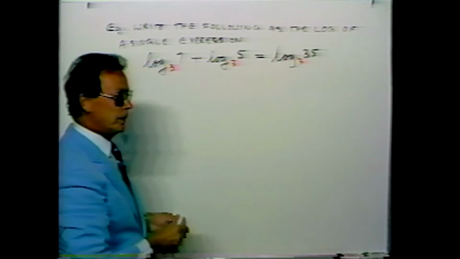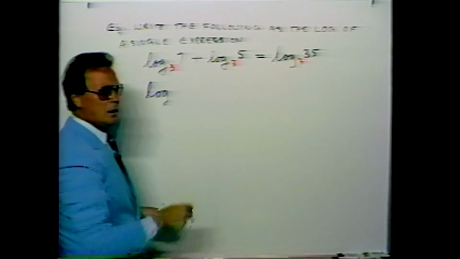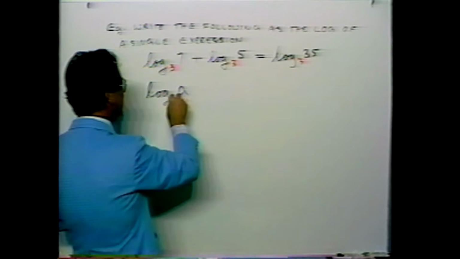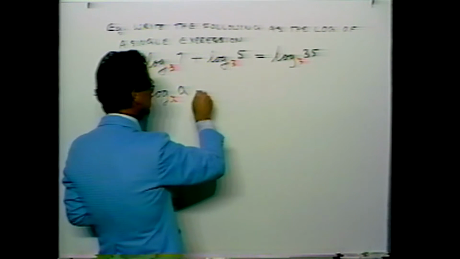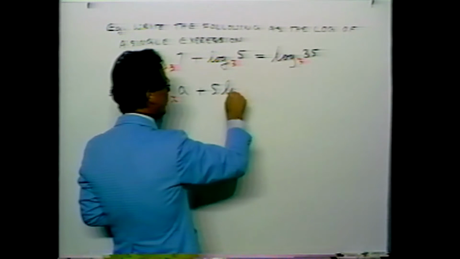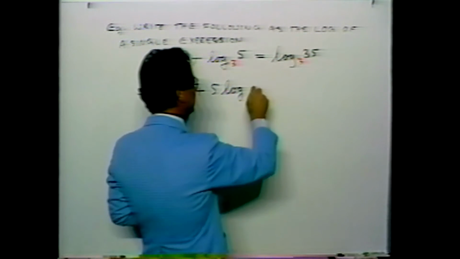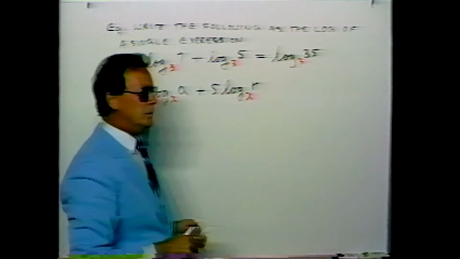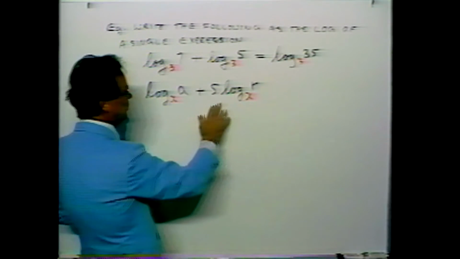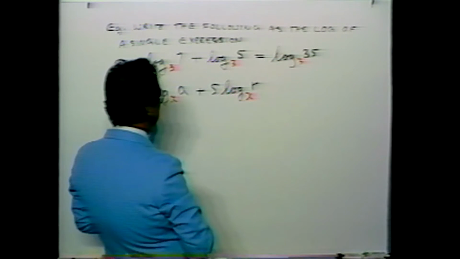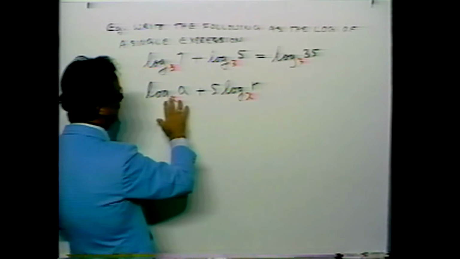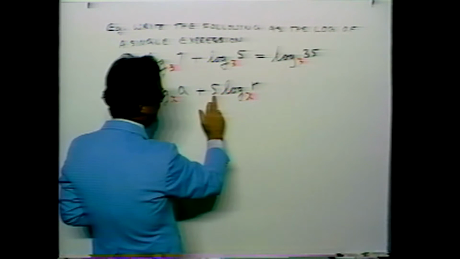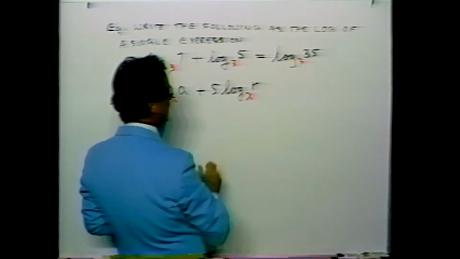Here's another one. Log of a to base x plus 5 times the log of r, I should have said, to base x. Once again, be sure that the bases are the same before you continue. You will notice that this problem is almost like the one I have just done, except for this 5, which is being multiplied by the log of r.